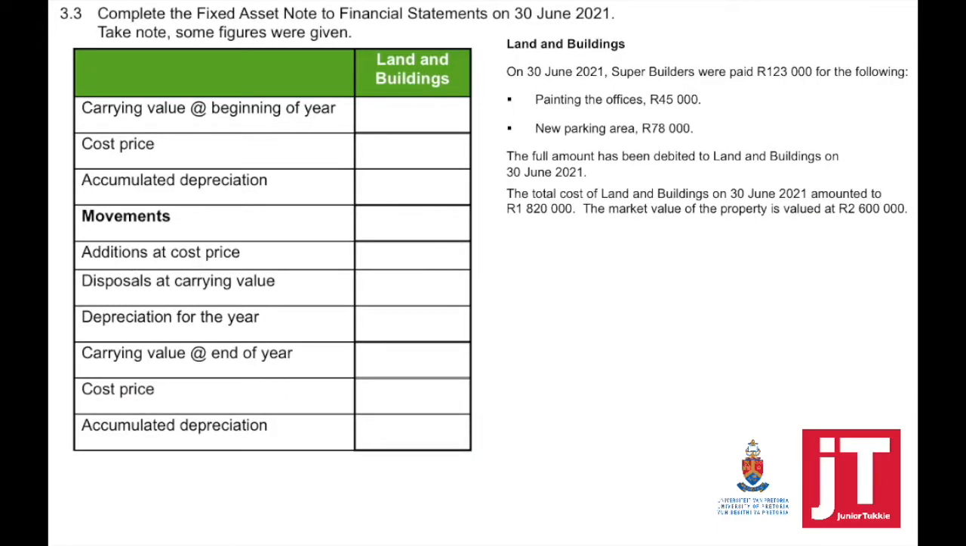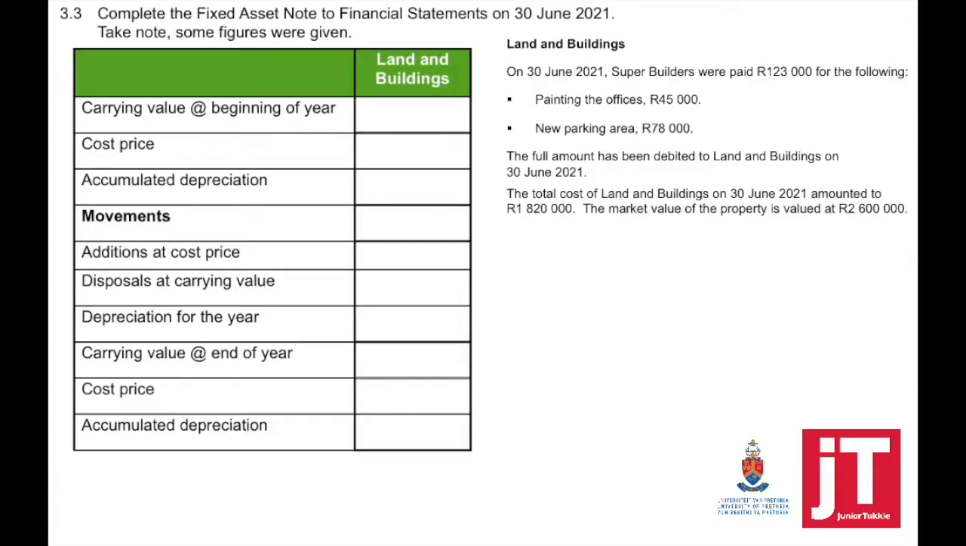Complete the fixed asset note to the financial statements on 30 June 2021. Take note, some figures were given if you look at the information provided. So if we look now at land and buildings, on 30 June 2021, super builders were paid 123,000 for the following: painting the offices 45,000, new parking area 78,000. The full amount has been debited to land and buildings on 30 June 2021.